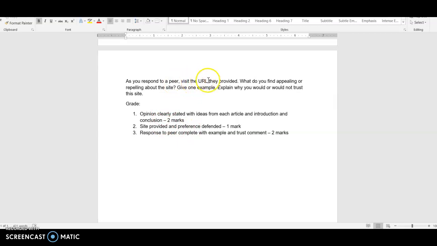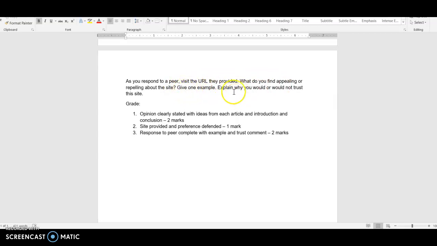As you respond, go to the URL. Go to this place or business, whatever it is that they shop at. Have a look around. Would you shop here? Was this appealing? Was it repelling? Did you think it was a greatly laid out site? Did you feel secure there? What did they have to offer? Could you find things easily? All those things. Give an example of what you liked or disliked about the site.